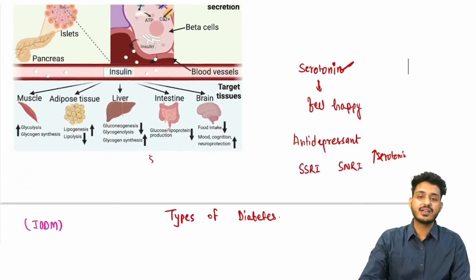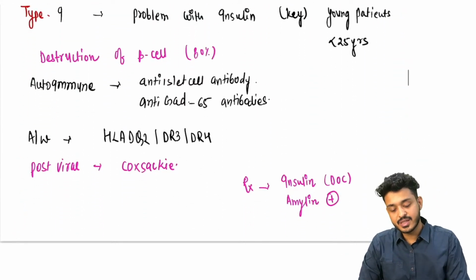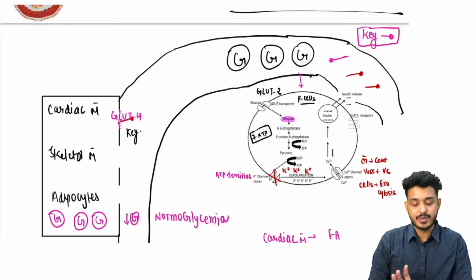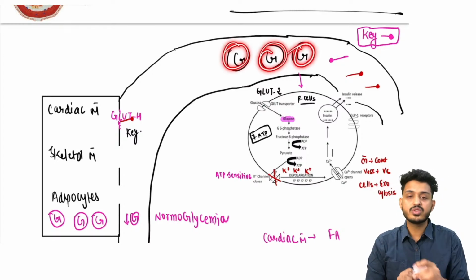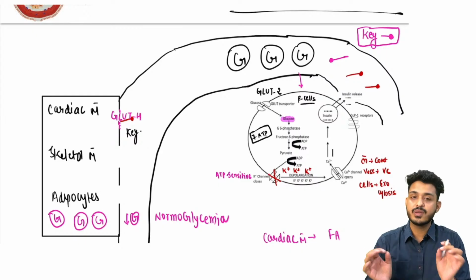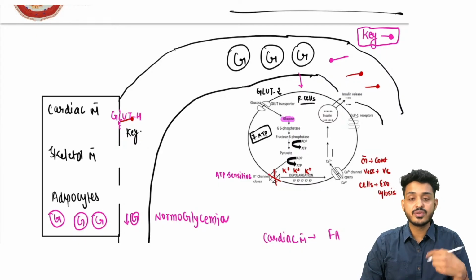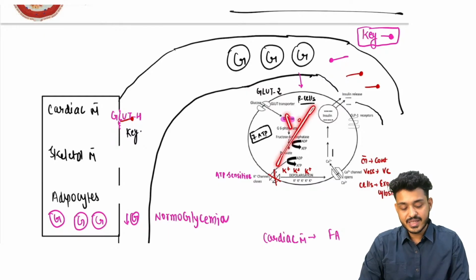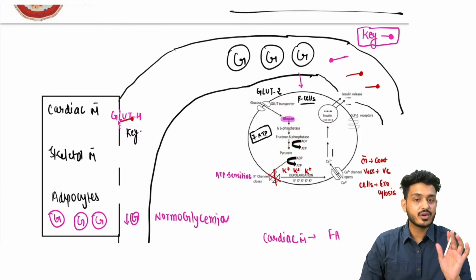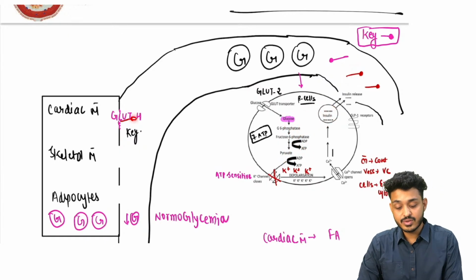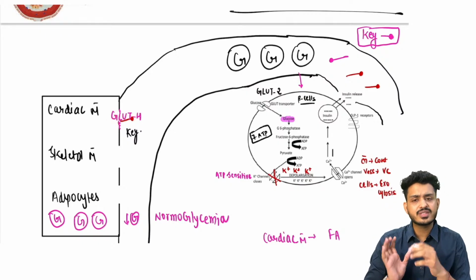What is the basic understanding about diabetes? The ultimate problem: diabetes means more glucose will be present in the blood. More glucose present in the blood means it is going to be a problematic situation, right? Now what can be the pathology? Pathogenesis, you need to understand. First thing, the beta cells are not working. If beta cells are not working, this is going to be type 1 diabetes, because if beta cells are not there, there will be no insulin. If there is no insulin, glucose cannot go inside the cardiac or skeletal muscle.